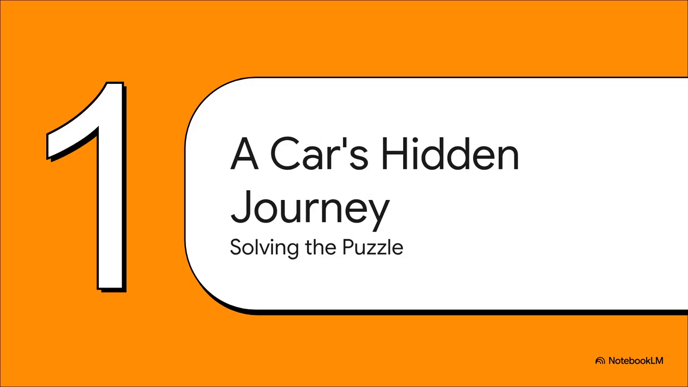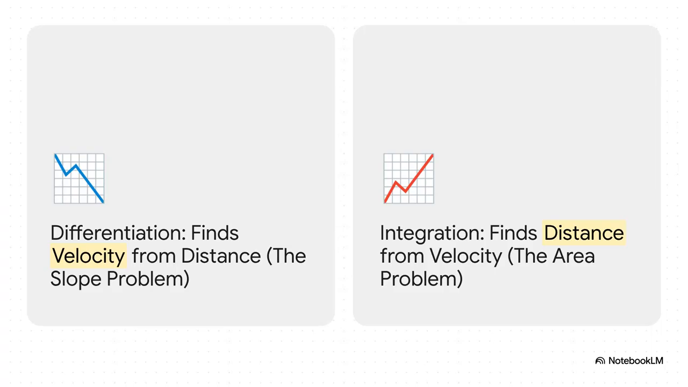Okay, so our puzzle is all set up. We have nothing but the speedometer's reading from one moment to the next. How in the world can we possibly uncover the total distance of this hidden journey? Now, some of you are probably thinking, wait a minute, this sounds like the exact opposite of differentiation. And if you are, you've hit the nail on the head. You're exactly right. Differentiation is all about finding the slope, that instantaneous rate of change, right? Like getting velocity from a distance function. Our problem today is the inverse. It's the other side of the coin.